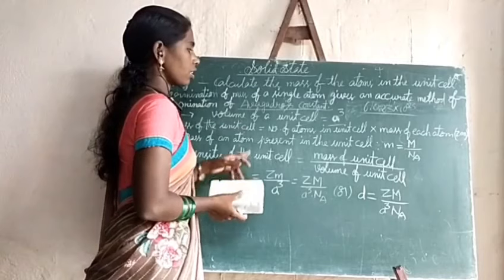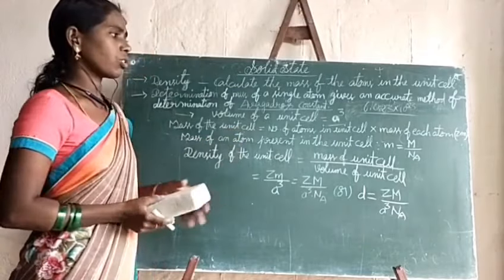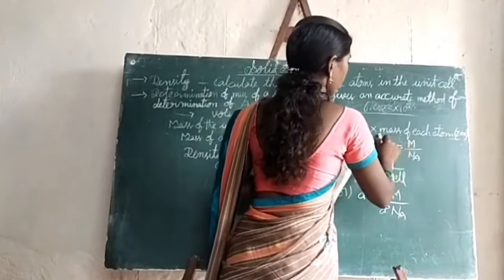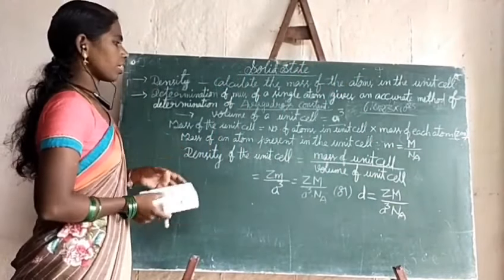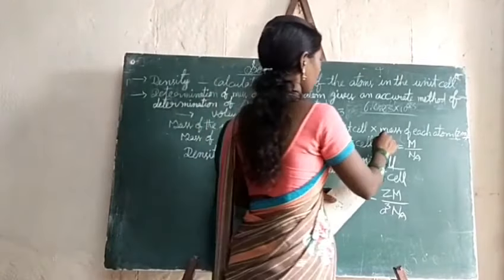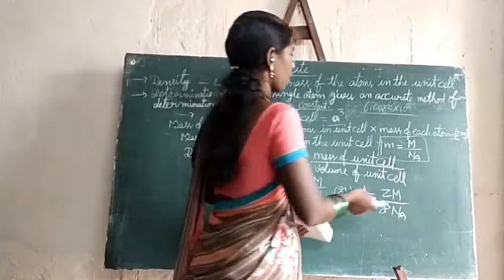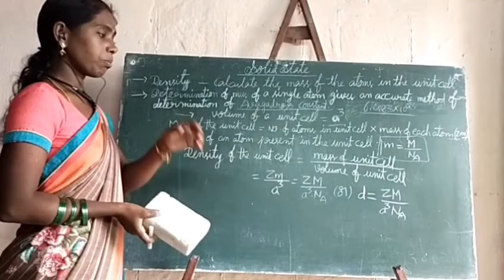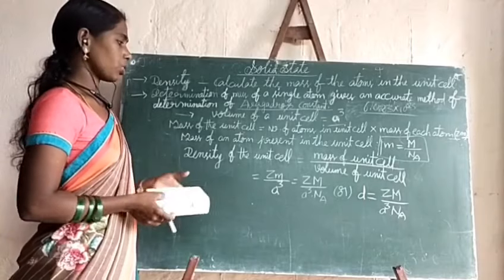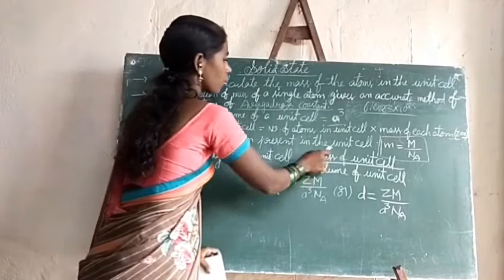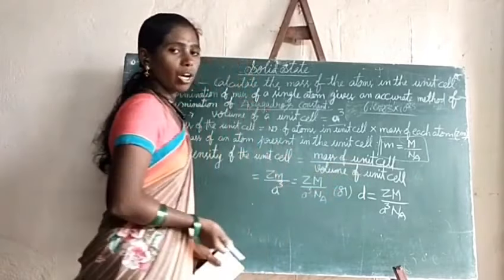Mass of the unit cell is equal to number of atoms in unit cell into mass of each atom. So number of atoms in unit cell is Z, and mass of each atom is m. Now the mass of an atom present in unit cell, m, is equal to capital M by Na. Na is nothing but Avogadro number here, and capital M is the molecular mass of that particular substance. Now, based on the density of the metal, generally we know that density is mass per unit volume. Here the density of the unit cell is mass of unit cell divided by volume of the unit cell.